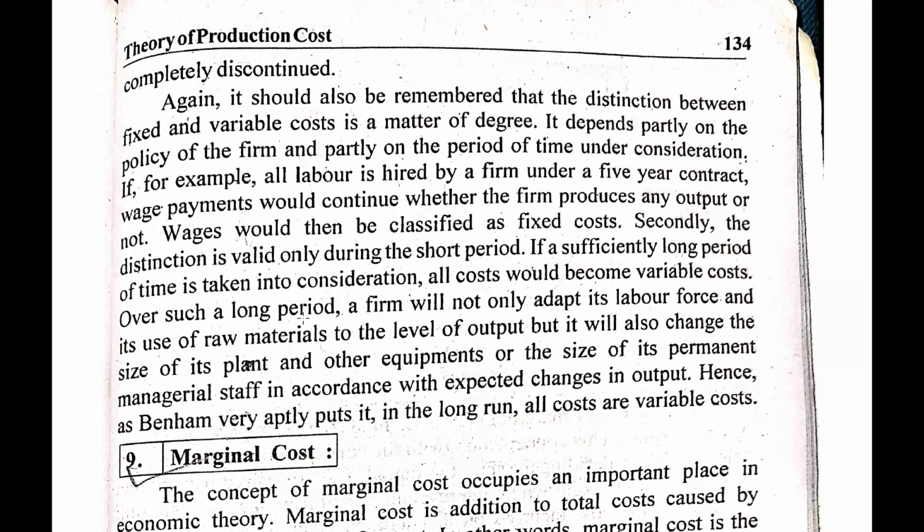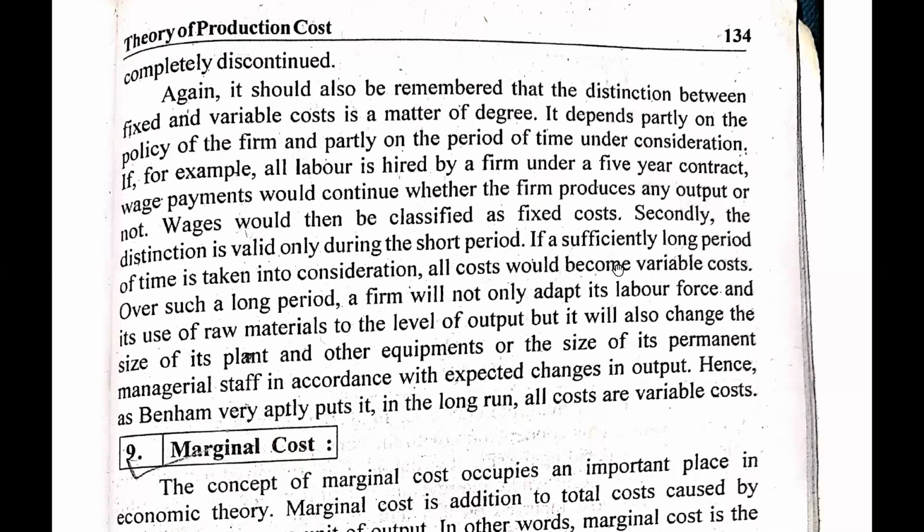Over such a long period, a firm will not only adapt its labor force and its use of raw material to the level of output, but it will also change the size of its plant and other equipment or the size of permanent managerial staff in accordance with expected changes in output. Hence, to put it simply, in the long run all costs are variable costs.